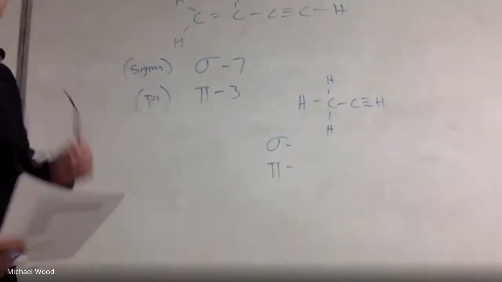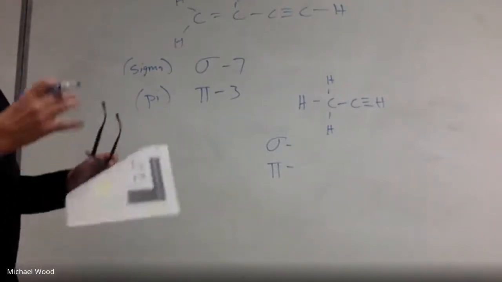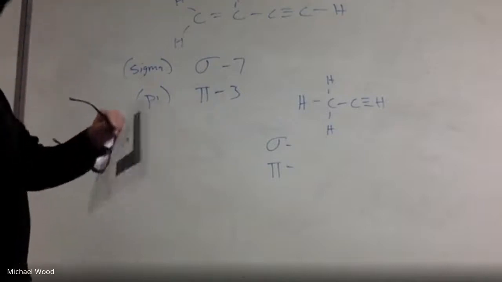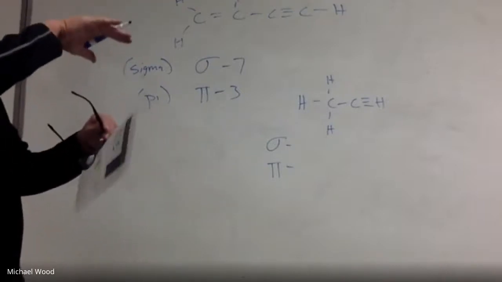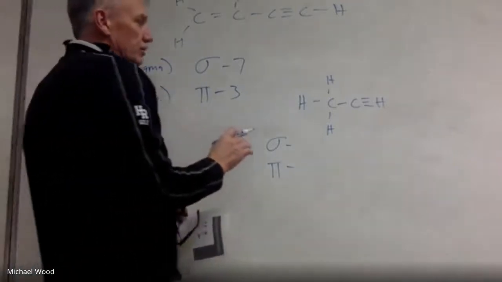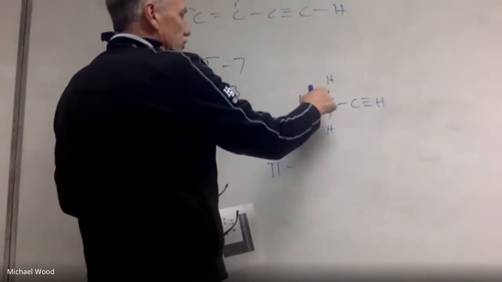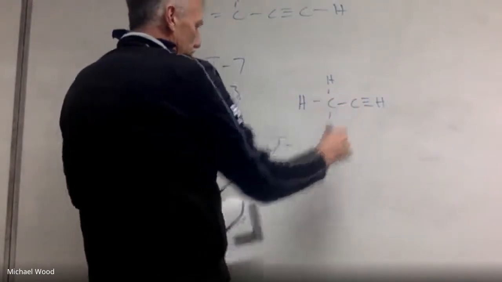So the sigma bonds, again, are stronger. They're the bonds that are directly between the nuclei, so they're held tighter. The pi bonds are above the plane of the molecule. They are weaker. The sigma bonds are all the single bonds, and they're the first bond in a multiple bond. So 1, 2, 3, 4, 5.